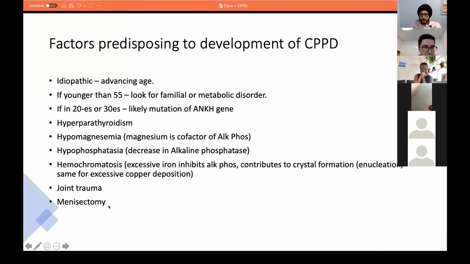Next. As we said, for the most part it's idiopathic. As patients get older, they develop chondrocalcinosis in their knees, and therefore have a higher chance of developing CPPD. So you can have chondrocalcinosis and not have the disease, meaning you have the calcification but not the symptoms. If the patient is younger than 55, then we should look for all those things that we just talked about. Higher chance of this being a metabolic disorder. Look for hypomagnesemia, look for hemochromatosis, etc. Hyperparathyroidism, yes, hypomagnesemia, we talked about, hypophosphatasia, joint trauma, meniscectomy as well.